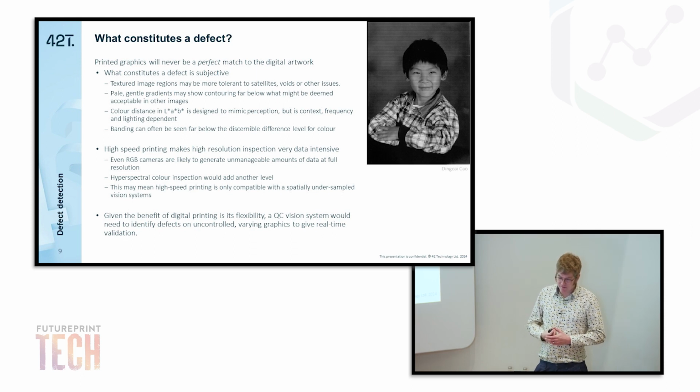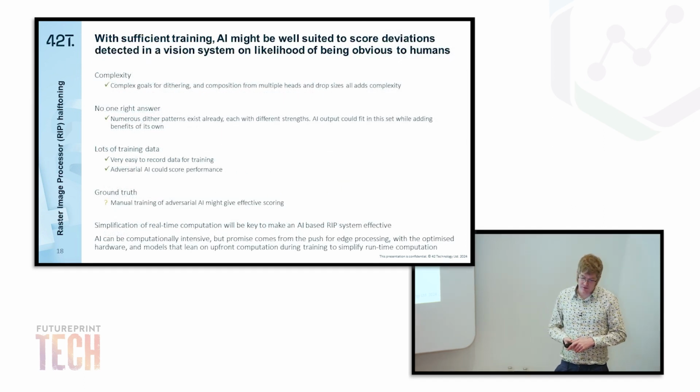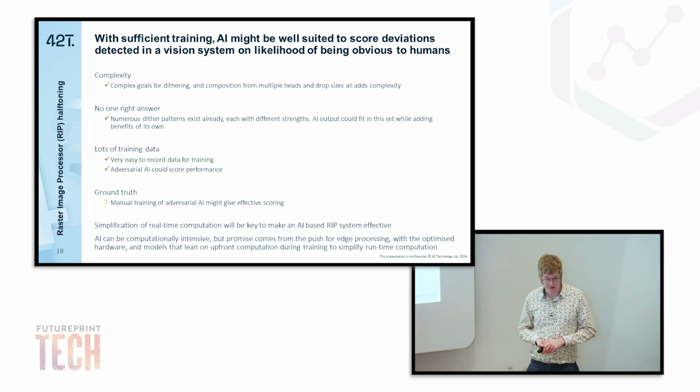So given the benefit of digital printing is its flexibility, a QC vision system would need to identify defects on an uncontrolled varying graphics for real-time validation. And Simon's already touched a fair bit on this. So how good a fit is that for our points? So complexity. Given the infinite variety of graphics to detect on, the challenge is certainly complex enough to benefit from AI. There's no one right answer, so escalating defects, again, is something that you can say, hey, this looks like a defect, and someone can go, oh, actually, no, that's fine, or, yeah, that's an issue, let's stop things and sort that out.